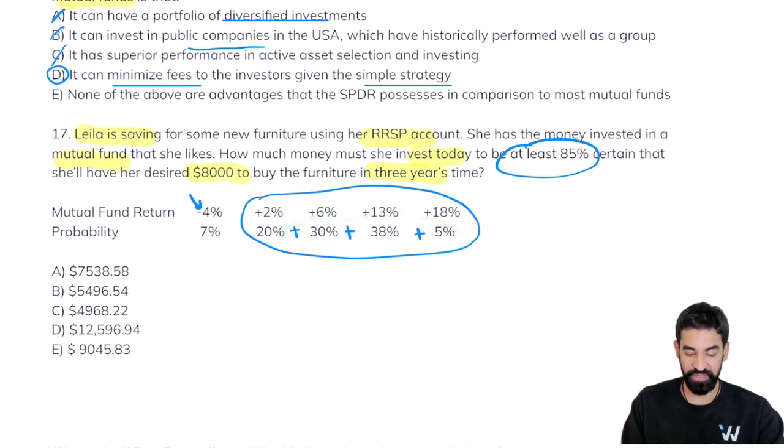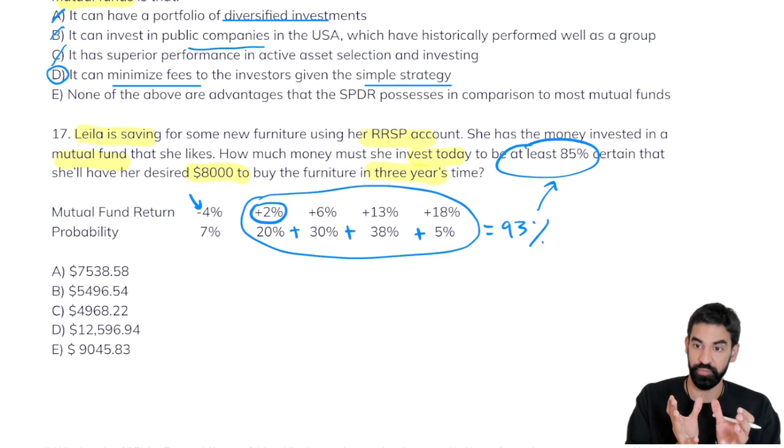But now it's higher than that. It's 85. So now we've got to go to the top four. So in this case, out of the top four, what does that add up to? 20 plus 30 is 50. 50 plus 38 is 88. 88 plus 5 is 93%, which covers at least 85. And the lowest out of these four is positive 2%. So that's the number you're going to take. It's the lowest out of the top returns that cover the range you're talking about.